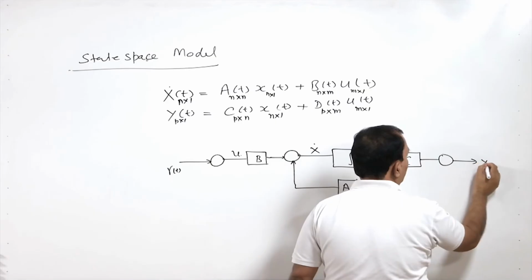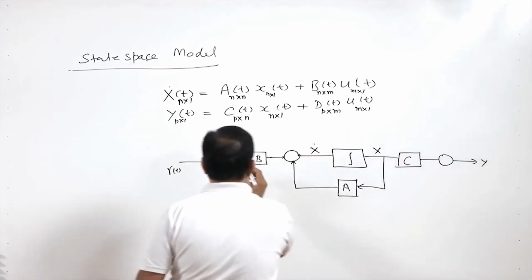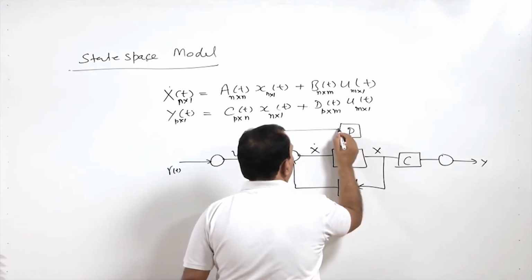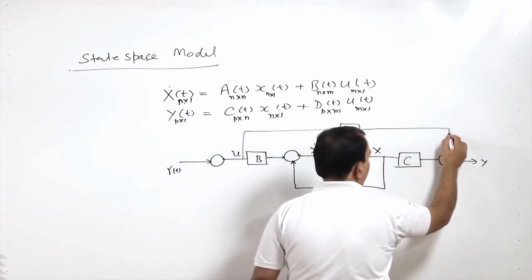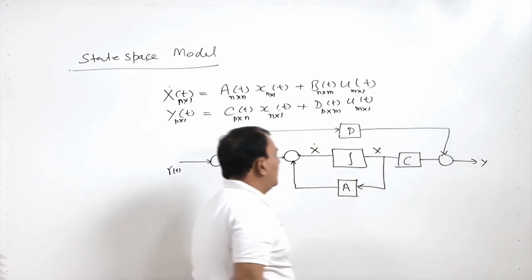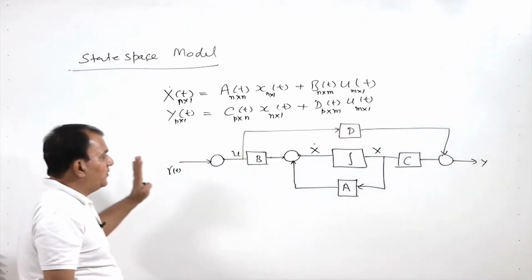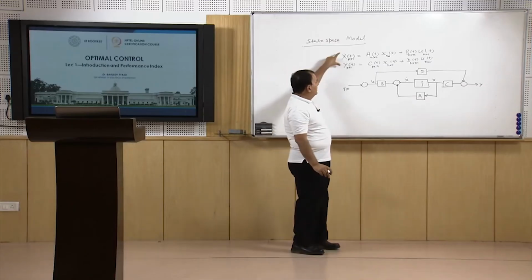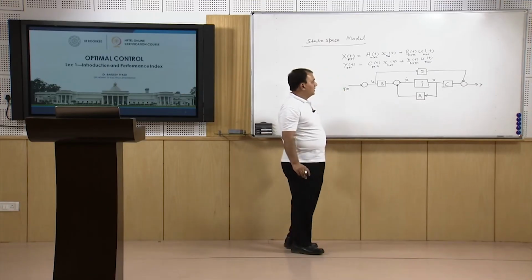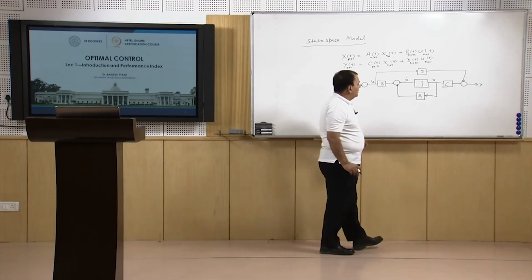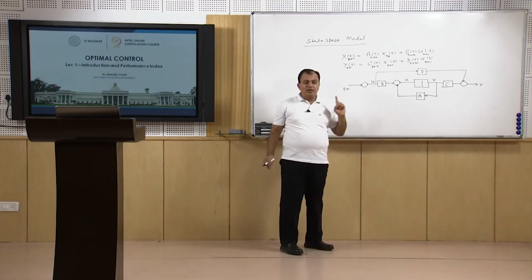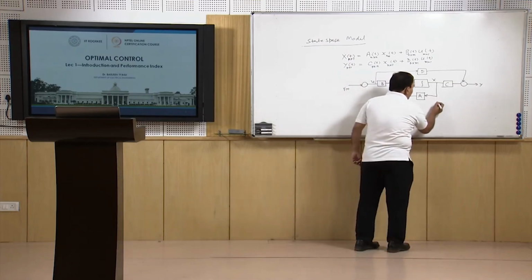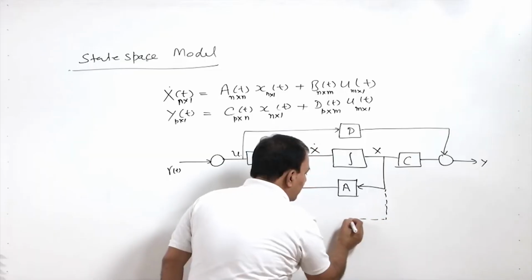So, this will be my y equal to Cx plus Du. So, this is the open loop system description or block diagram of my plant. In optimal control, our objective here is, we can have the feedback system in which either we are feeding back the state.